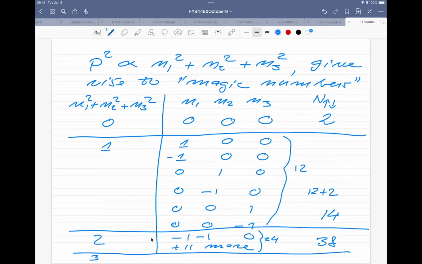So if I put 3 here, then I could have -1, -1, -1. And in total, there are 7 more possibilities, which means that here you can have 8 times 2, so that means 16 in this case. And then you have a new magic number, which is 38 plus 16, 54. And then you can go on like this. Okay?